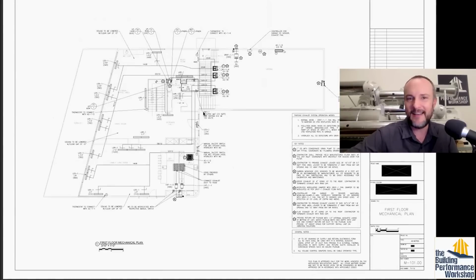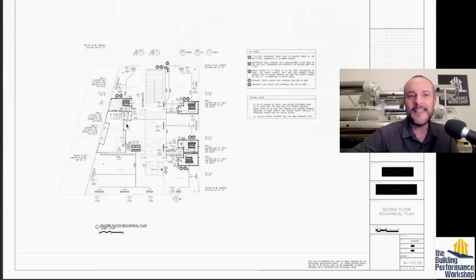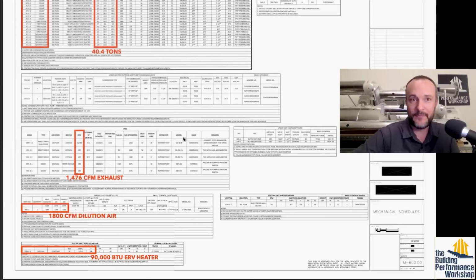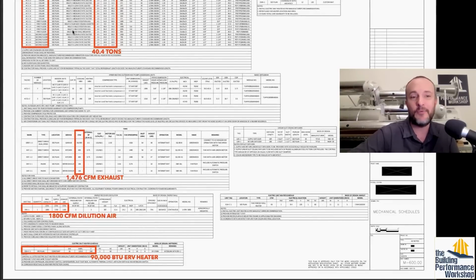You can see this is the first floor. We've got a big garage over here. We got all these mechanical systems being scattered around the house. Second floor, again, lots and lots of mechanical systems scattered around the house. And now we get to the schedule. So the schedule is a very important thing to visit.